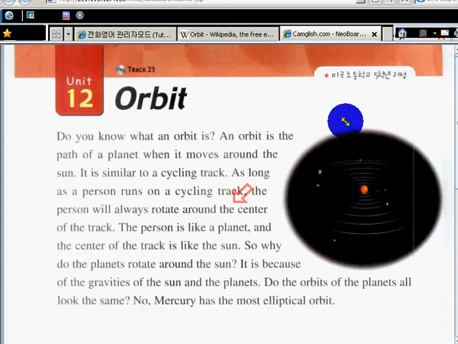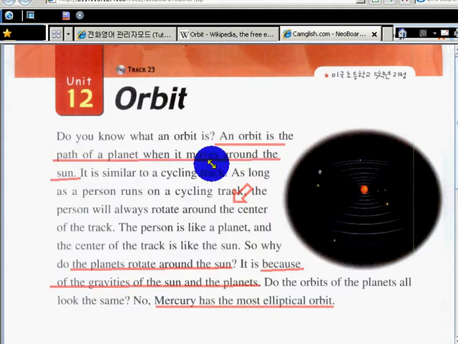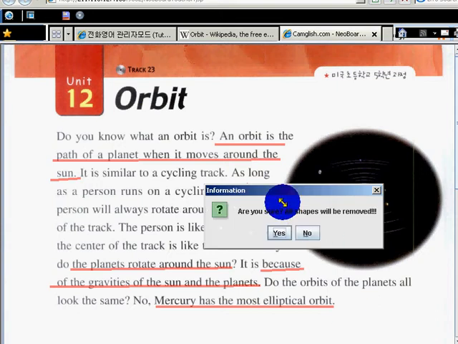Okay, now before we move on to the activities, I would like to point out important details about the passage. First, an orbit is the path of a planet when it moves around the sun. The planets rotate around the sun because of the gravities of the sun and the planets. And last, Mercury has the most elliptical orbit.